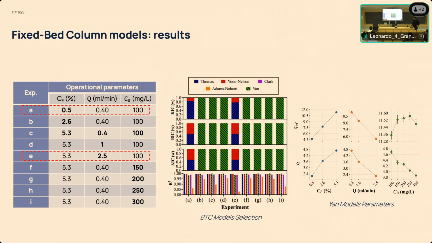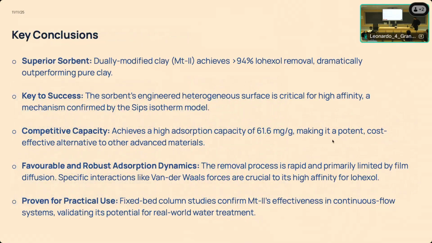Overall, this experiment was also modeled using the advection dispersion model. And we also used some molecular dynamics modeling to model this experiment at the molecular level. Some of the key conclusions were that we were able to achieve a 93 to 94% removal rate with our engineered media, with almost 61.1 milligram adsorption capacity, which is quite better than activated carbon in this scenario. And we also used our continuous flow experiment, where we successfully tested it for real world applications.